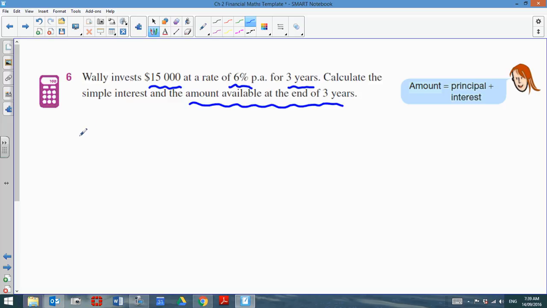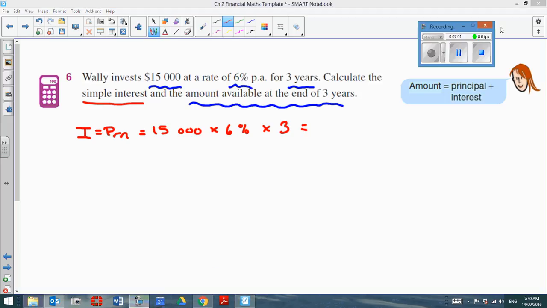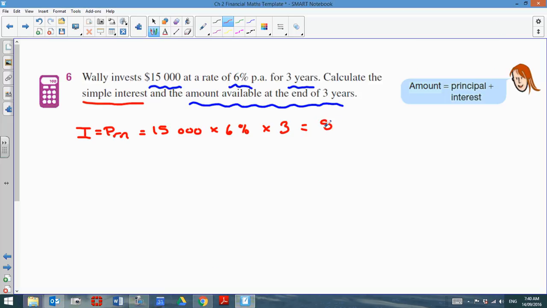If I were going to do the first step, so I'm going to do this in red, where it just says calculate the simple interest, that would be my interest equals P times R times N. So that's 15,000 times 6% times 3 years. Therefore, the simple interest is $2,700.